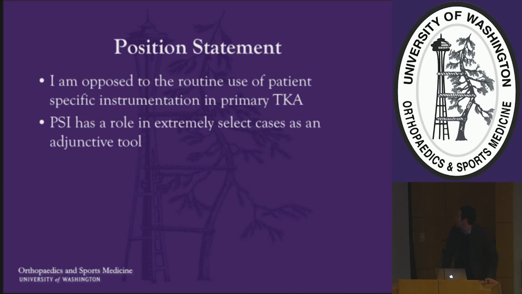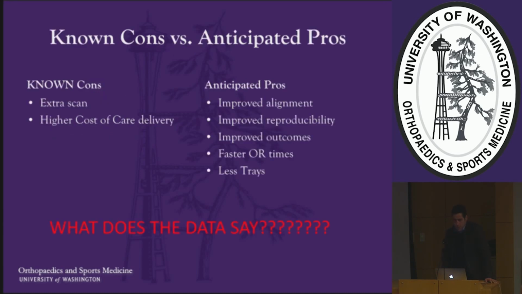As it relates to patient-specific instrumentation, I'm sort of opposed to its routine use, and I think it has a very narrow role, as we'll see here. But what we know about patient-specific instrumentation is it requires an extra advanced imaging scan. It has increased cost of care delivery. And what's the trade-off there for that technology? Well, the anticipated pros would be that it would potentially improve alignment, improve reproducibility, hopefully improve outcomes, improve efficiency in the operating room. But what does the data actually say?